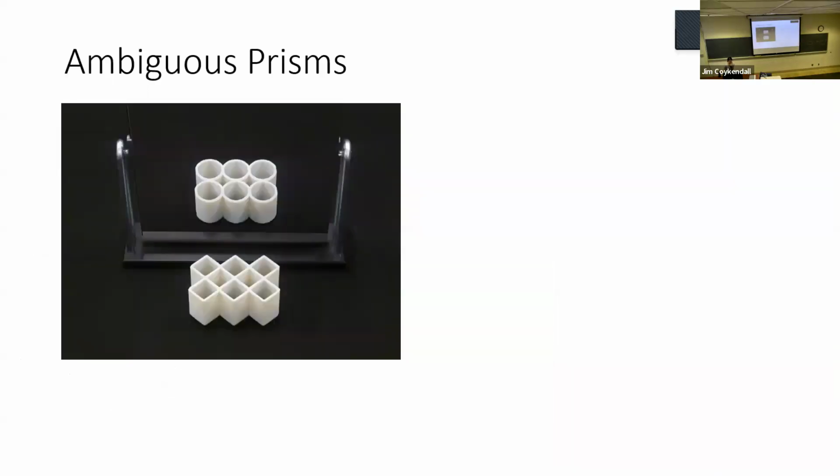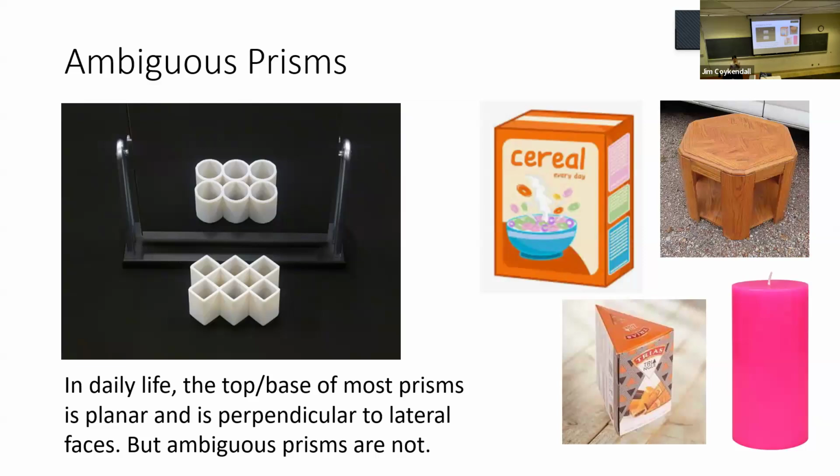The next one, ambiguous prisms. Now, in our daily life, most of the time when we see prisms, the top or the base of these prisms are planar, meaning on a 2D surface, and they are also perpendicular to the actual faces. But these ambiguous prisms are not. That's why they look so different from all others.